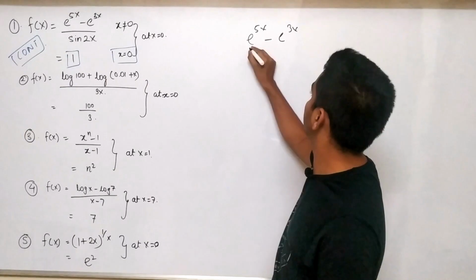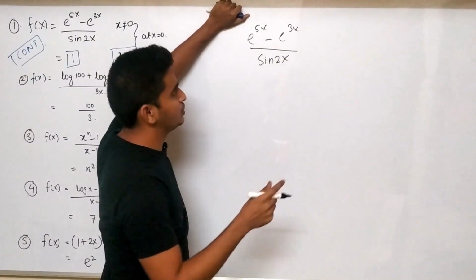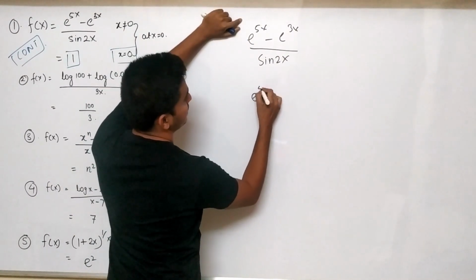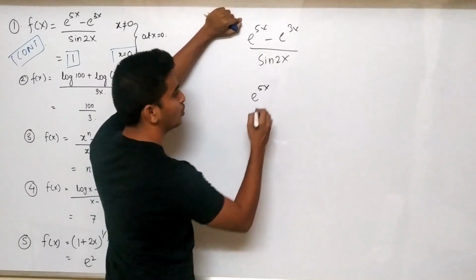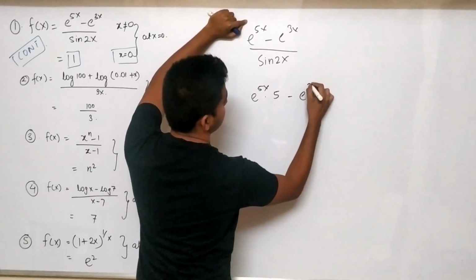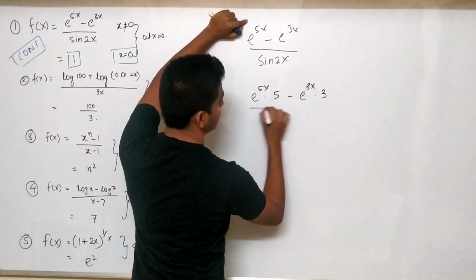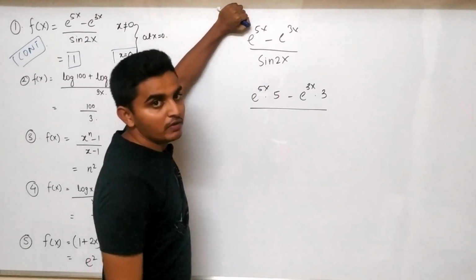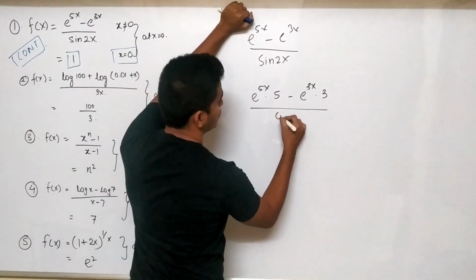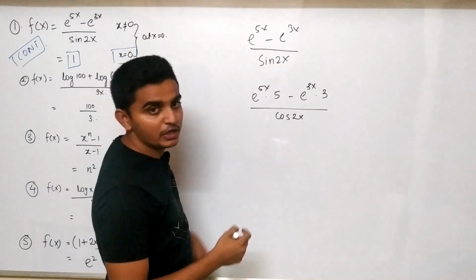Now, by using L'Hopital's rule, you know that you have to take a derivative. So e raised to 5x derivative is e raised to 5x into derivative of 5x, which is 5, minus e raised to 3x as it is, times the derivative of 3x, which is 3, divided by the derivative of sine of any theta, which is cos theta. So sine of 2x will be cos of 2x times the derivative of 2x, which is 2.